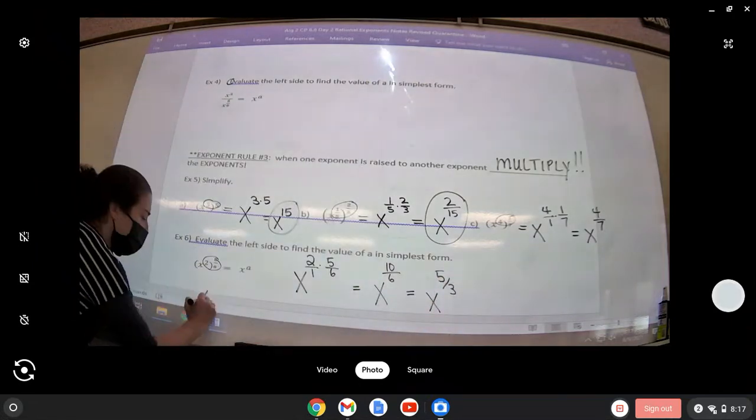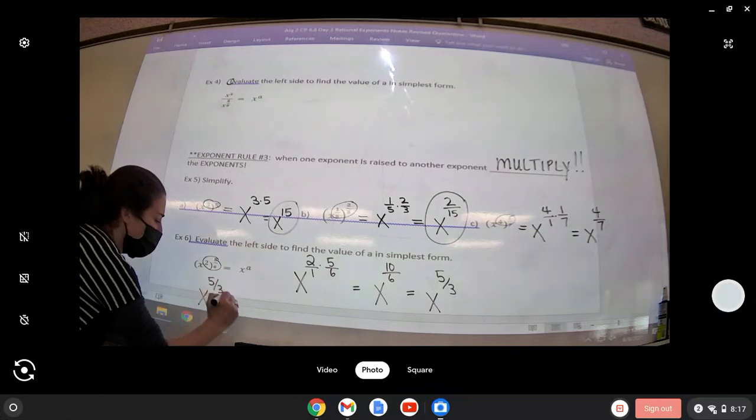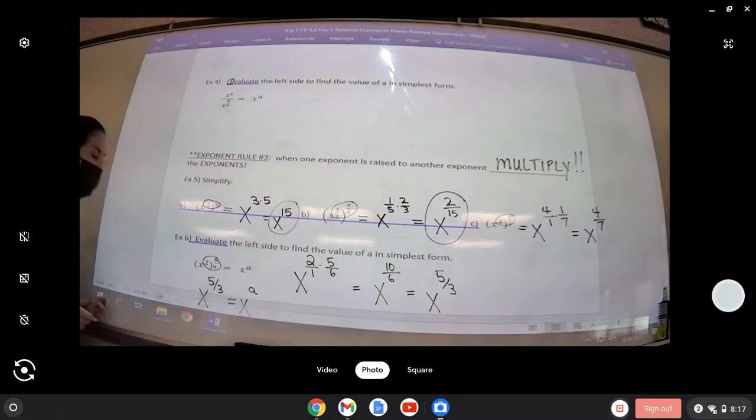So now it's x to the 5/3 which equals x to the a. So what does a need to be to make these equivalent, to make this a true statement? A needs to be 5/3. So just the exponent is your answer.